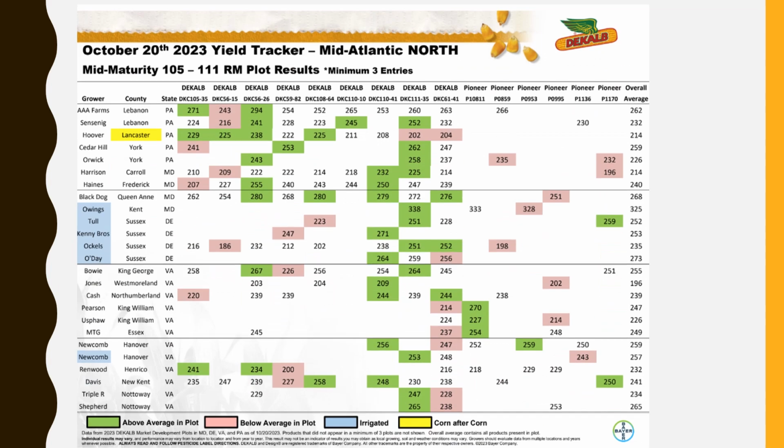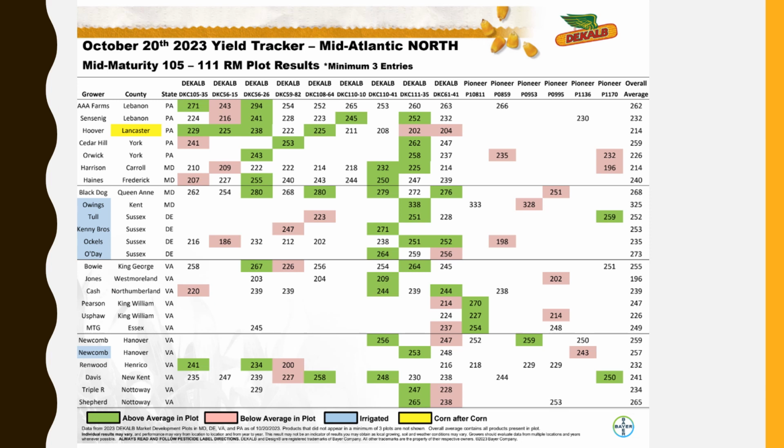Here we are looking at results from the local DeKalb dealer network. We put together these reports every year called Yield Tracker Reports. Here we're looking at 105 to 111 maturity products, and how these reports work is they take all the plot data entered by dealers and then rank the hybrids. So if you're in the top third, you get green. Middle of the pack, you remain white, and then bottom, you're a red color. So it gives us an idea of what hybrids are trending in what areas.